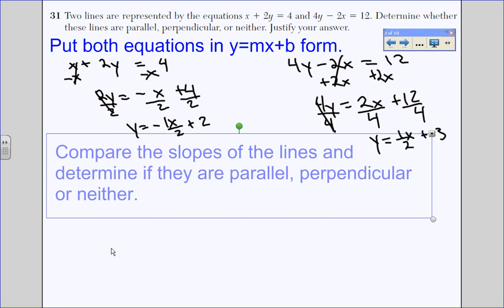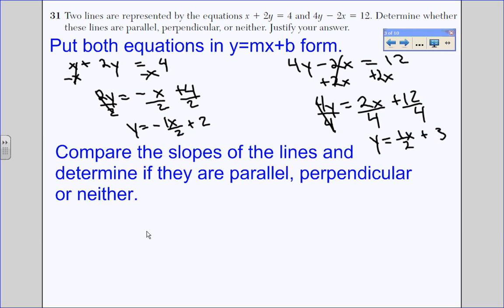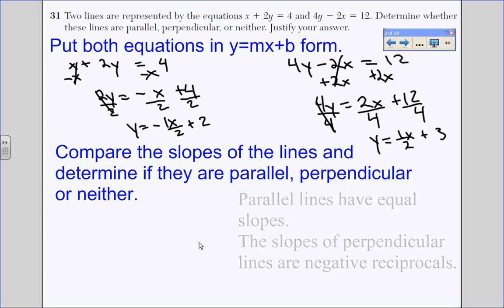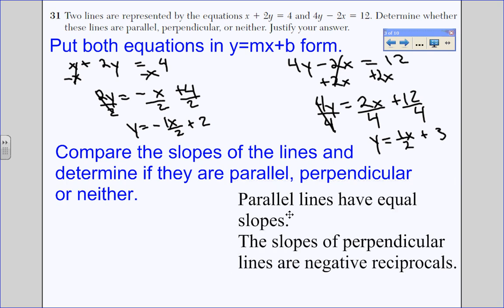We're going to compare the slopes of the lines and determine if they are parallel, perpendicular, or neither. So you should know two things. Parallel lines have equal slopes. So we know that these lines are not parallel because the slope of this line is what? Negative 1 over 2. And the slope of this line is 1 over 2. By the way, slope is denoted with a lowercase m, as you just noticed. So we know they're not parallel because the slopes are not equal.